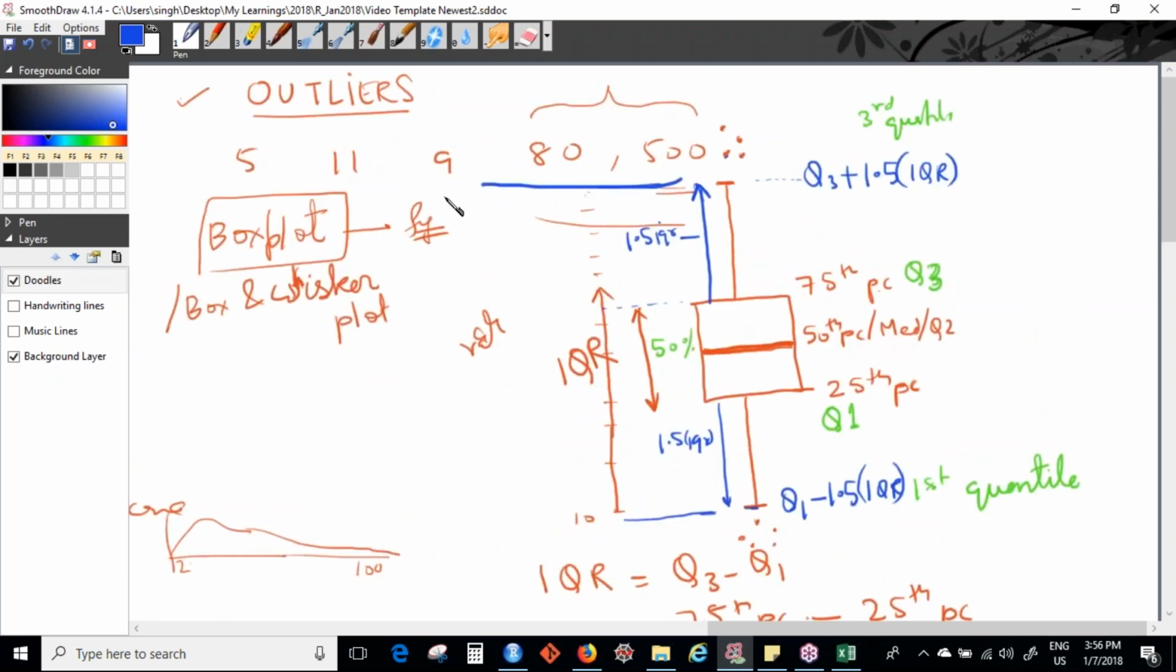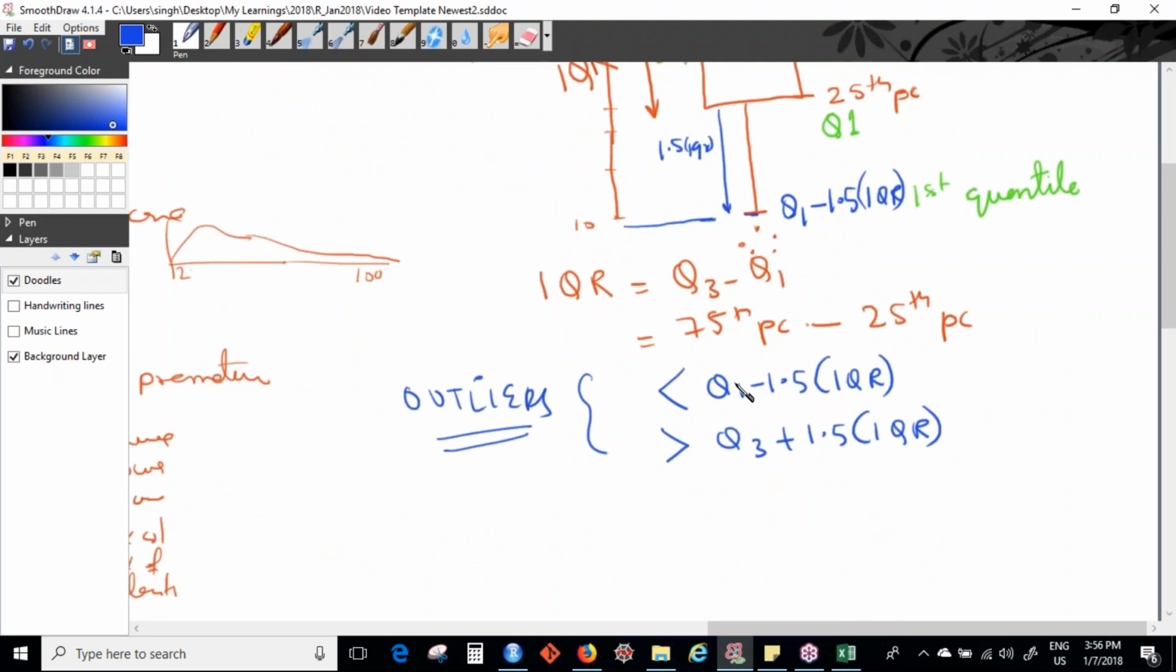You can apply this definition and check which is an outlier and which is not. You will apply it on this data and see whether both 80 and 500 are outliers or only 500 is an outlier. You can check that now.